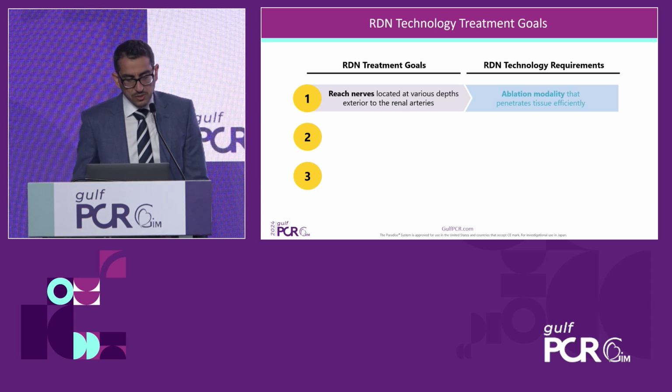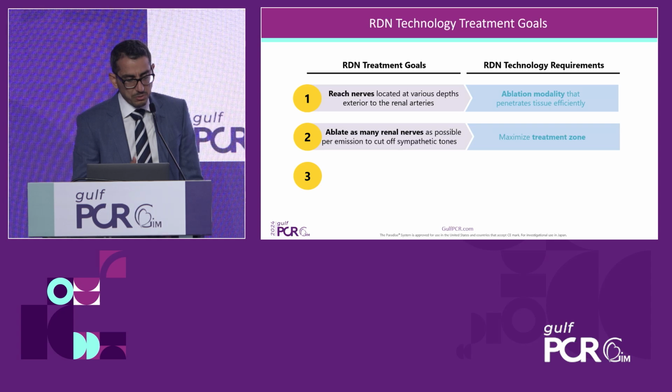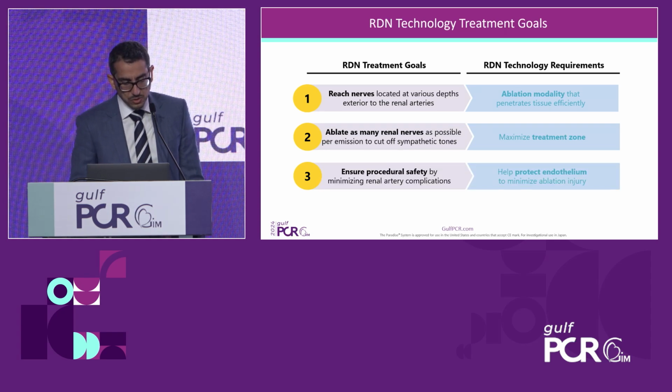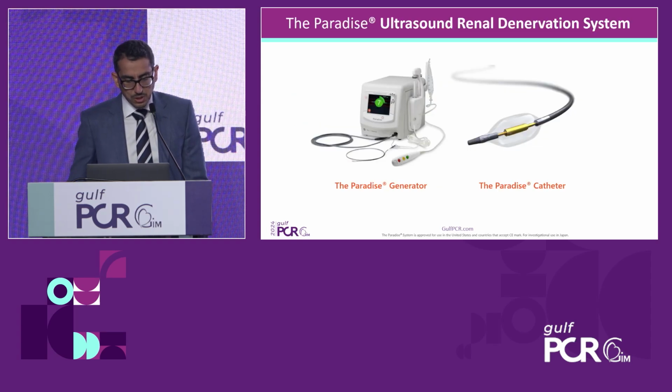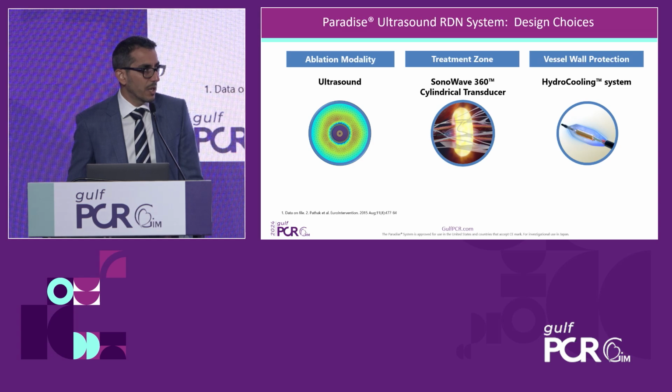The way it's thought about is, one goal is, of course, to reach the nerves so you can ablate them, and have an effective modality that penetrates the tissue effectively to reach the target. Two is to ablate as many nerves as possible, maximizing the treatment zone. And three is to ensure safety and protect the endothelium as you go through this process. Similar to RF, there's a generator and a catheter itself. Again, simple technologies, which is part of the message here.